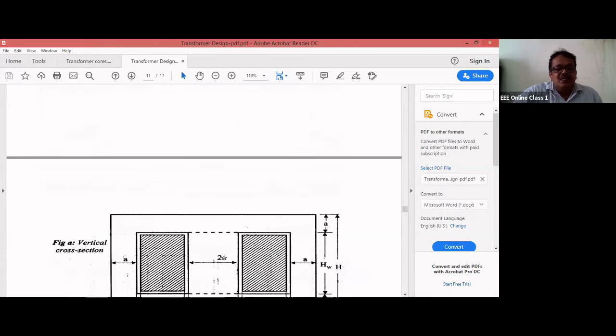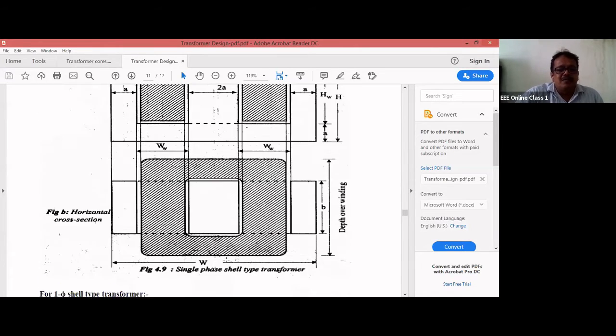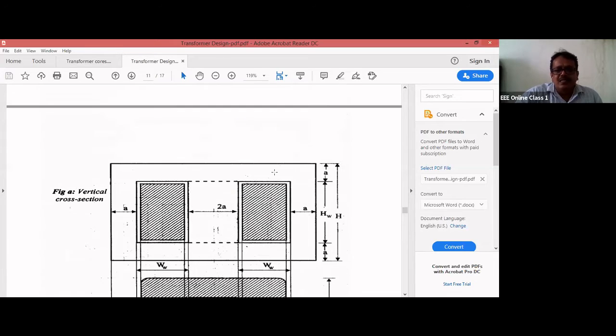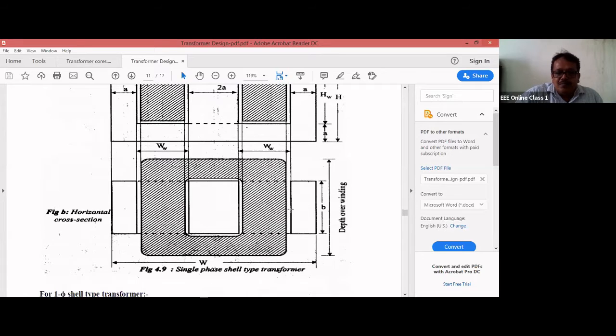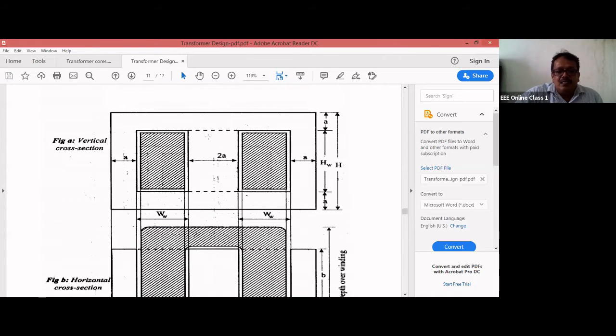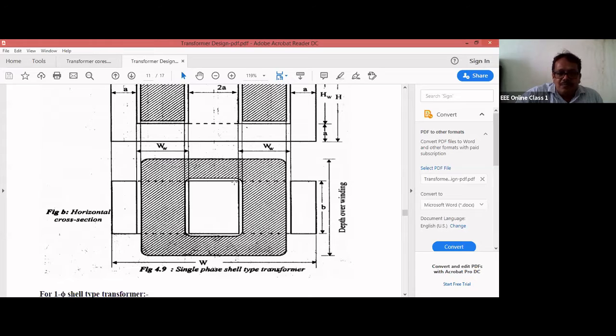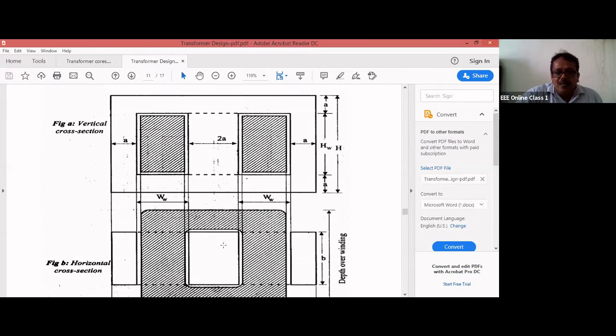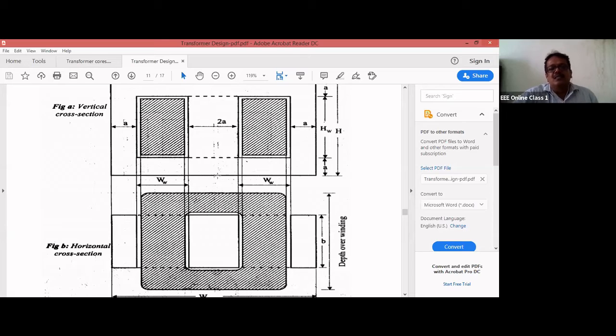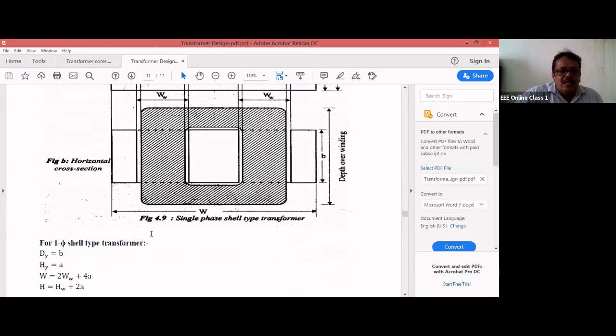Likewise, if you go for a shell type transformer, you can get that. Once again, this will be the height of the yoke, and this will be the depth of the yoke. B will be the depth of the yoke. This is the core part, and the winding is done on the central limb. dy is the depth of the yoke. This is the depth, and this is the width. The depth of the yoke will be 2A. So the width of the central limb will be twice the width of the side limb. In a shell type transformer, the width of the central limb will be twice the width of the side limb, and the depth will be B.